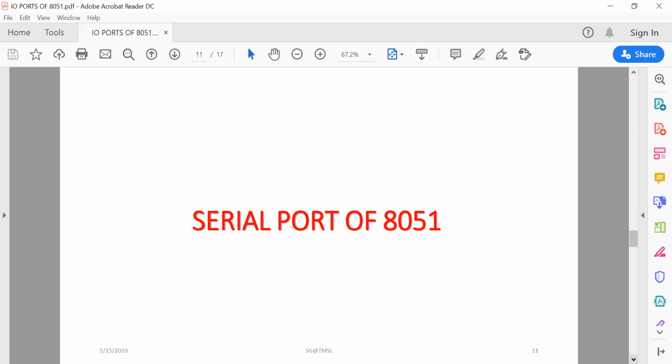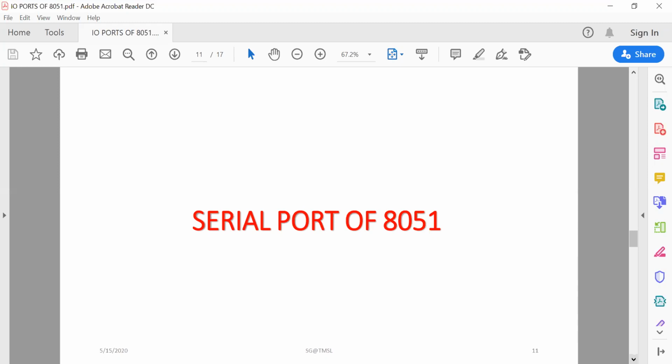Okay, so the serial port of the 8051 is controlled by two registers. One is called the SBUF register, the serial data buffer register, and another is called the SCON register, which is called the serial port control register. Okay, so using these two registers, the serial port must be controlled.